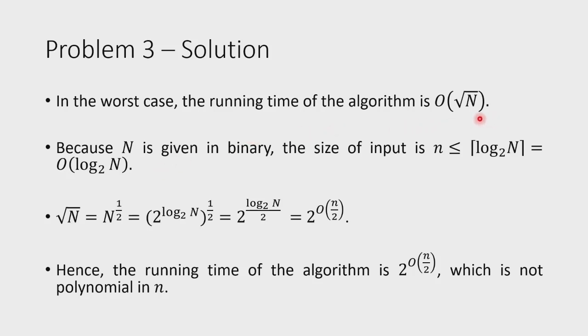Now you might be tempted to say that the algorithm runs in time order square root n, so it's polynomial because square root n is polynomial in n, right? However, when we say that an algorithm is a polynomial time algorithm, what do we mean? We mean that it runs in time polynomial in the input size, right? So how were we given n as an input? We were given n in its binary representation, right?